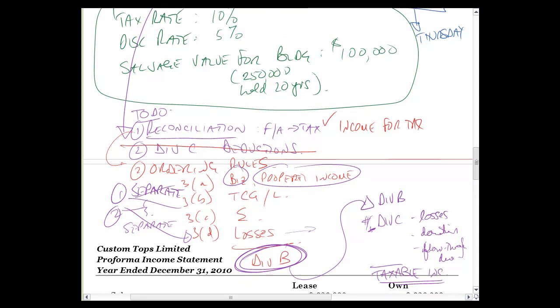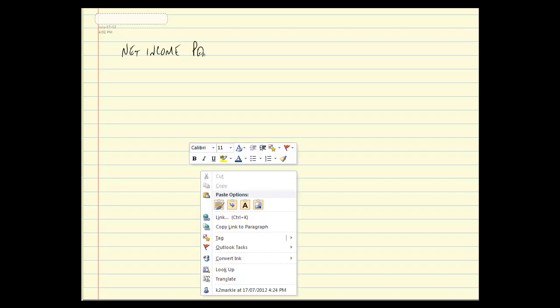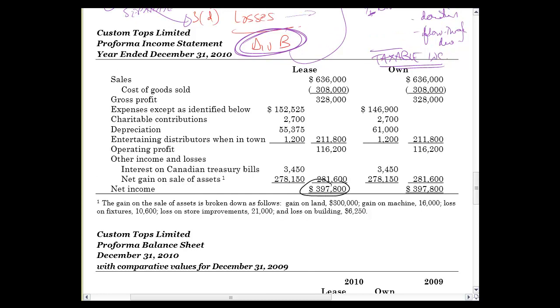All right, so we have to do a reconciliation from financial accounting to tax. So if we must, we must. So net income per financial statements. Okay, so the net income per the financial statements, going back to the question, is given to us as $397,800.